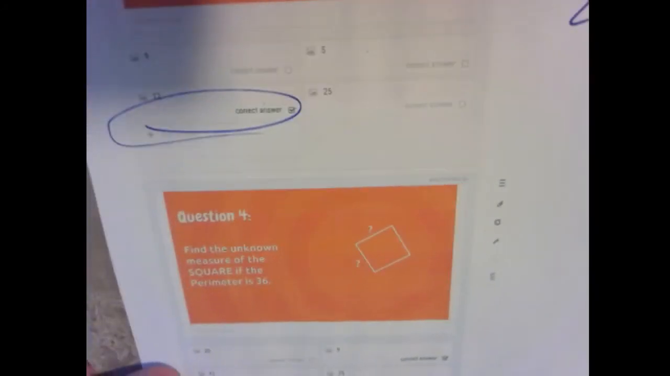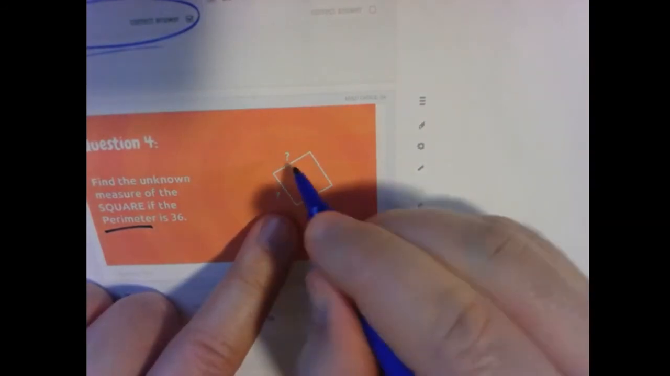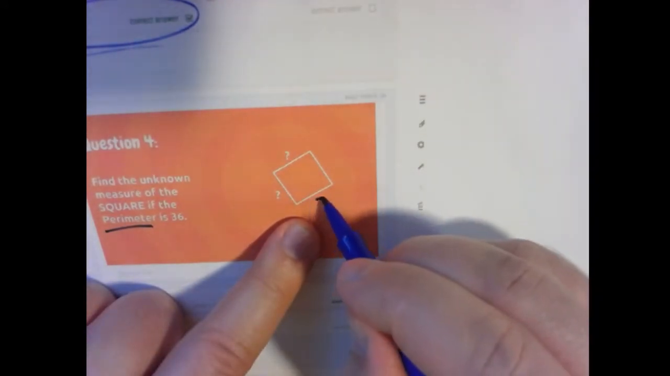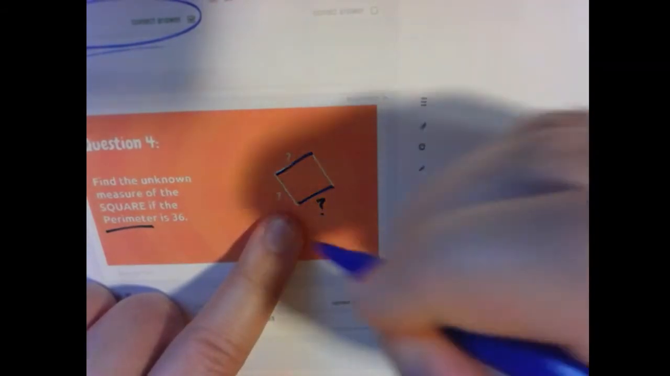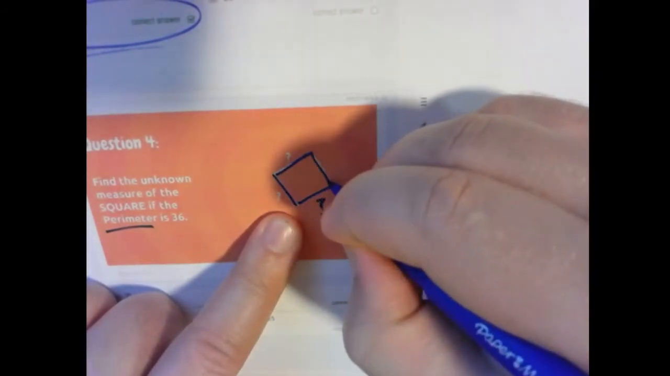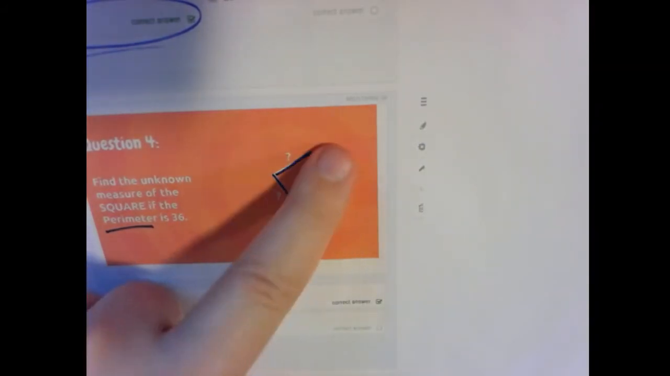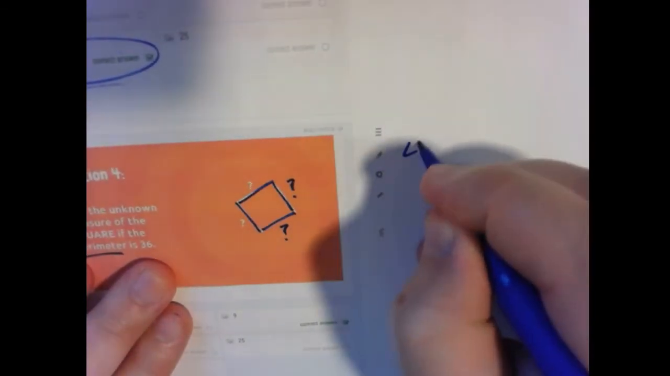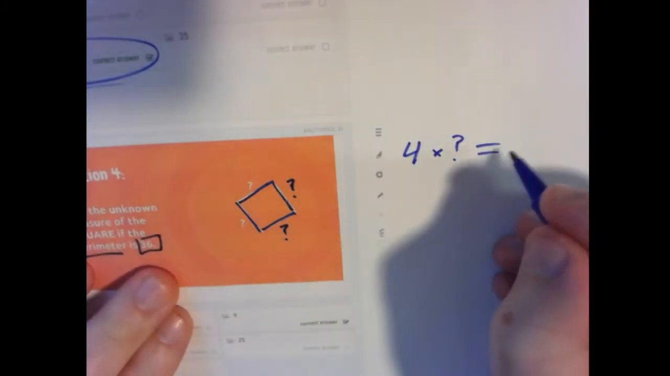All right, let's try it again. What if it's a square? And it's saying the perimeter is 36. In this case, if that side is a question mark, then we know that those two sides are the same. Now a square actually means that all 4 sides are the same. So we have 4 question marks. So 4 times something makes 36.